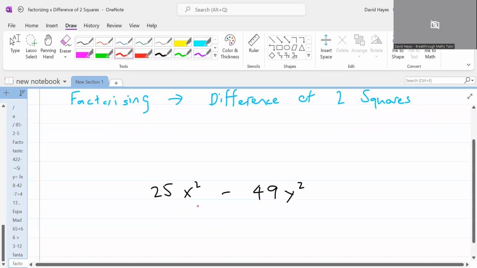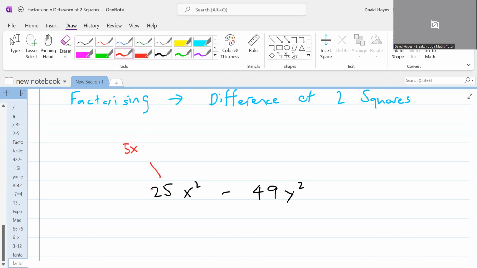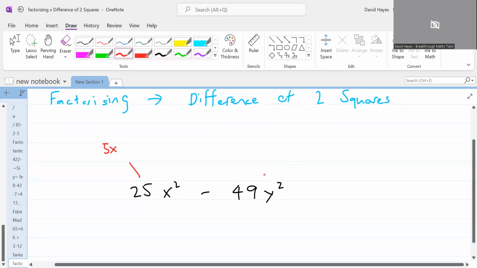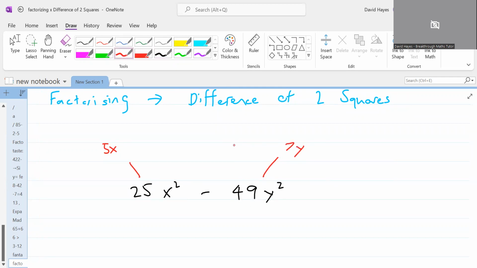Okay, so this first thing, 25x squared, this is the square of 5x. 5x multiplied by 5x will give 25x squared. Similarly, 7y squared would give us 49y squared. 7y, 7 times 7 is 49, y times y is y squared.